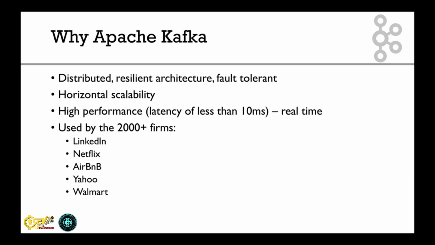So Apache Kafka, on top of decoupling, does a little bit more. It is distributed with a resilient architecture and fault tolerant. That's because you have many servers. There's also something called horizontal scalability. That basically means that you can add servers and your system will scale as you add servers. It's also really high performance. Some latency is observed to be less than 10 milliseconds, so it's pretty much real time.